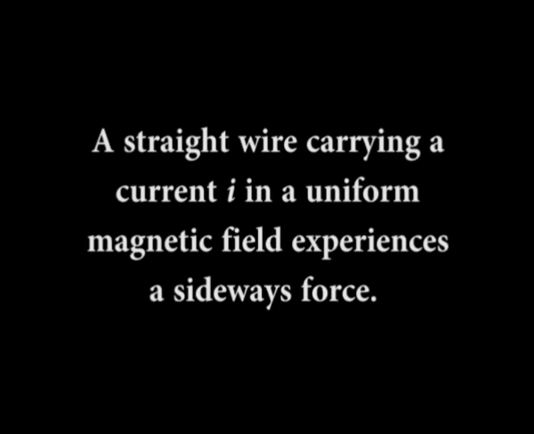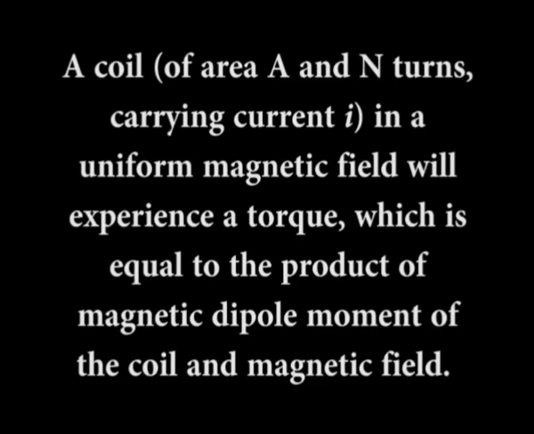Conclusion: a straight wire carrying a current I in a uniform magnetic field experiences a sideways force. A coil of area A and N turns carrying current I in a uniform magnetic field will experience a torque which is equal to the product of the magnetic dipole moment of the coil and the magnetic field.